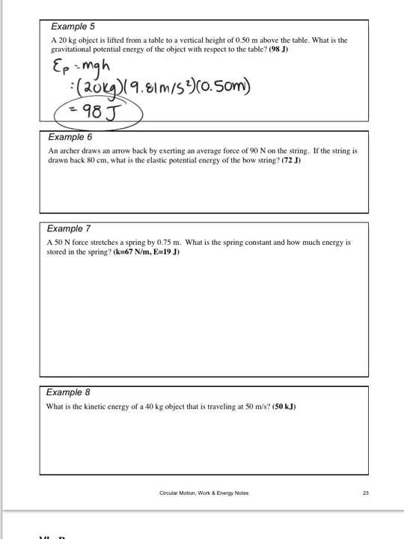All right, an archer draws back an arrow by exerting an average force of 90 newtons on the string. So we're given a force of 90 newtons. If the string is drawn back 80 centimeters, so we have a distance. What is the elastic potential energy of the string? So we're looking for EP in this case. Now we don't have enough information. If we wanted to use 1/2 kx squared, we have x squared, we have how far back it was stretched, but we don't have the elastic constant for it, so k. Therefore, we can't use this formula. But what we do know is that work is equal to the change in energy, and work is equal to force times distance applied. So this change in elastic potential energy could be calculated with our 90 newtons and our 0.80 meters of stretch. So we can get 72 joules just using this formula.